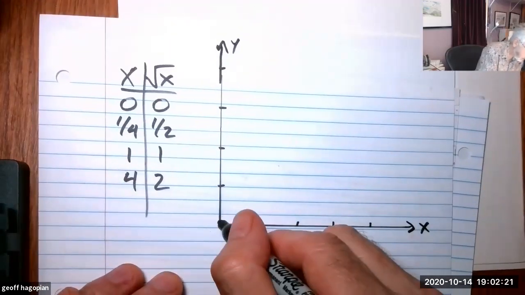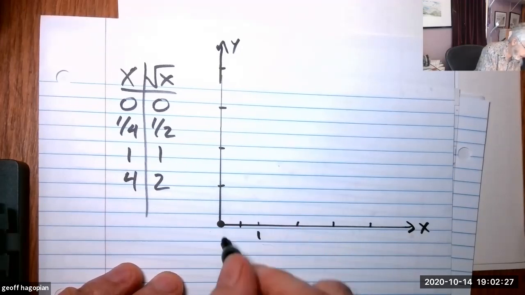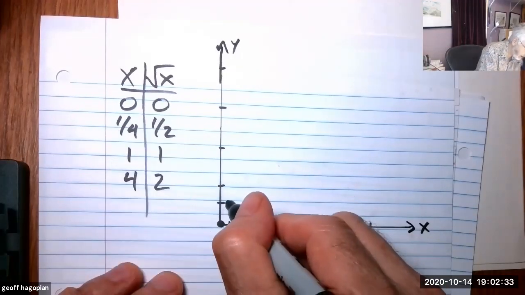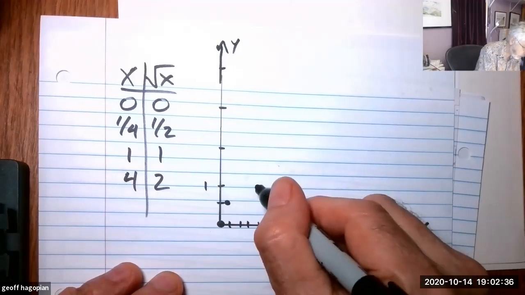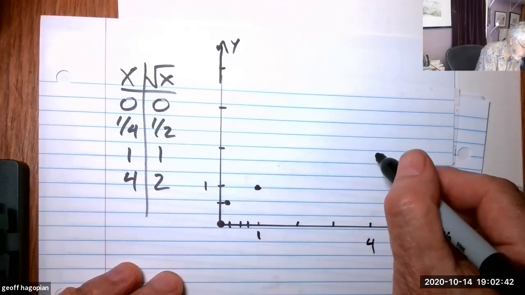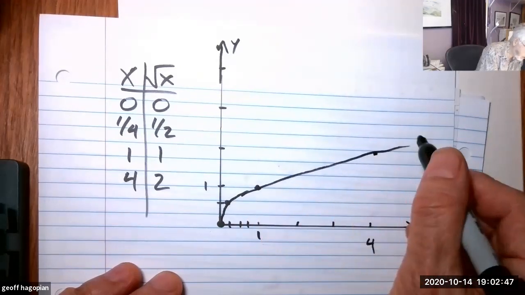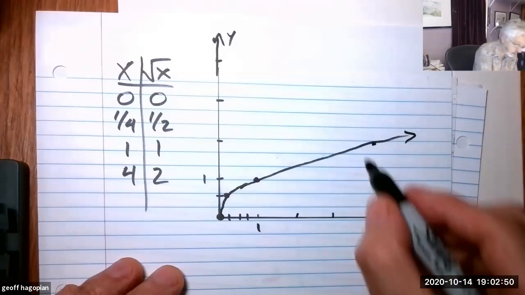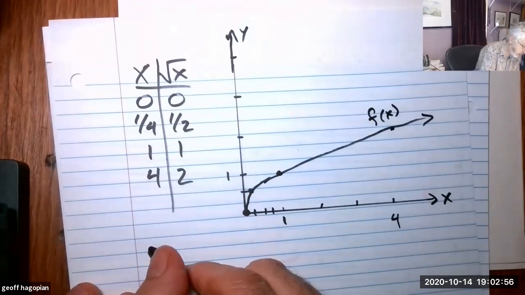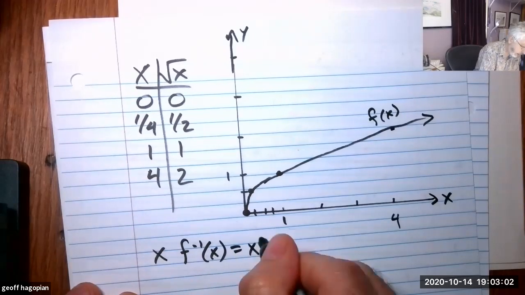And so here is 0, 0. This is 1, right? So if I chop that into halves and then quarters, I can see a quarter goes to a half. The square root of a quarter is a half. Then this is 1, 1 here, and 4 gets mapped to 2. About there. So this is the upper half of a horizontal parabola. Right? This is our function. So we said the inverse function is x squared, right?